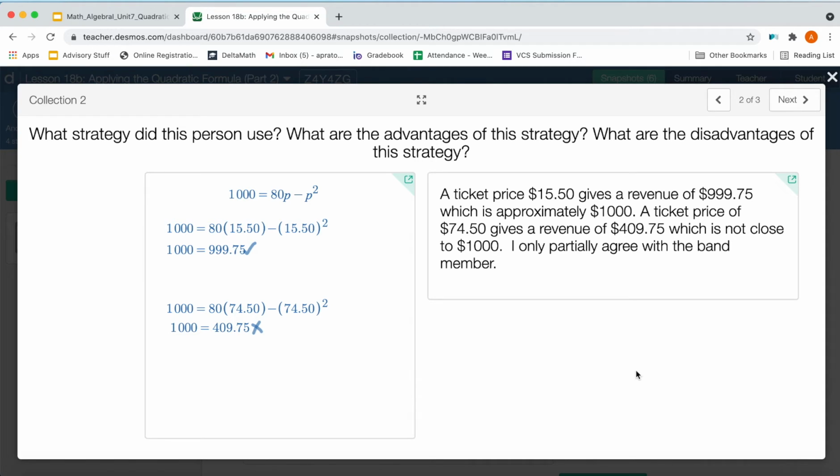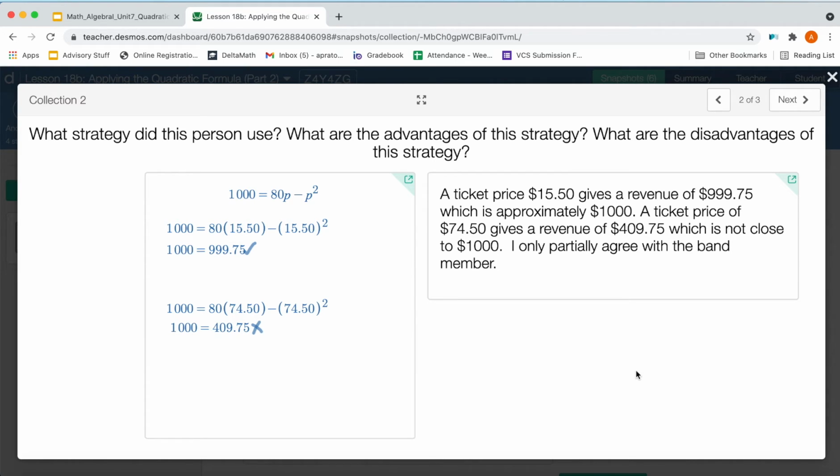And again, just having a conversation around what makes this a good strategy, what are the advantages of this strategy, right? It's quicker, it's something we're familiar with. It's an easy way to just check those two solutions if they hold true. We don't have to rearrange the equation and solve for 0. We could just substitute that 1,000 in for the revenue.